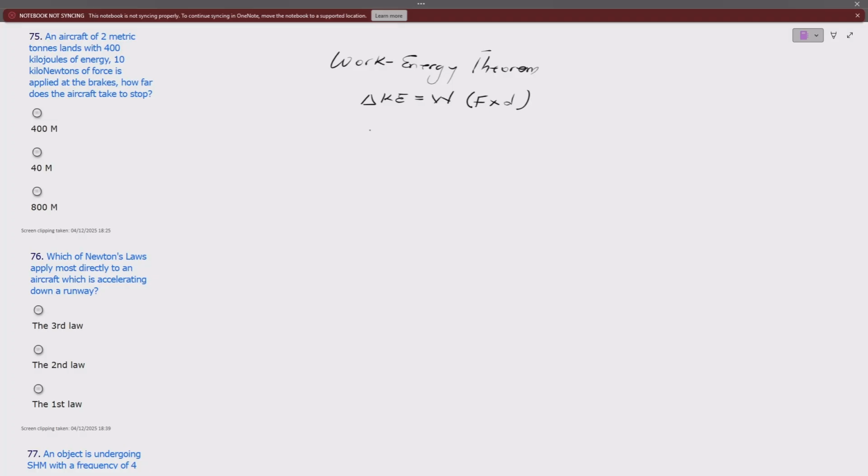So the aircraft lands with a kinetic energy of 400 kilojoules. That is the initial. And the final, because it came to a stop, the final kinetic energy equals 0. So 400 kilojoules minus 0 kilojoules equals, you've been given a force of 10 kilonewtons.